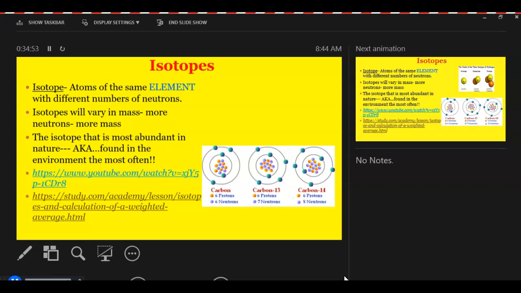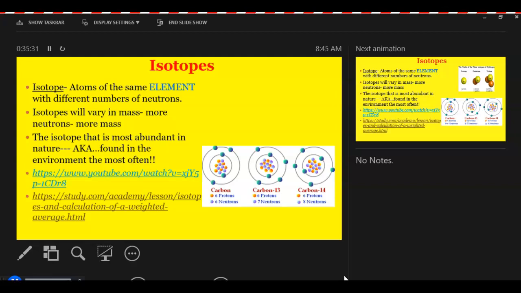Now I just want to expand on what she was talking about in regards to the most abundant. So if I look at boron 10, boron 11, and boron 12, just like hydrogen, one of these is most abundant in nature. Remember how hydrogen 1 was 99.9% abundant. Same thing with one of these isotopes of boron.